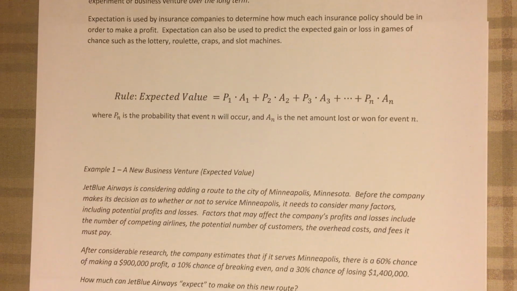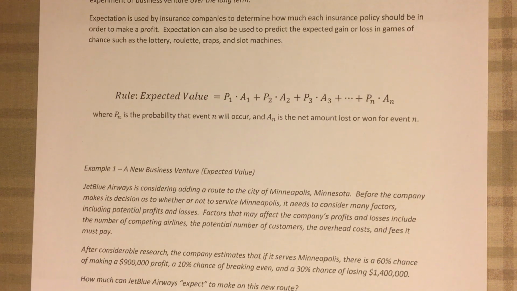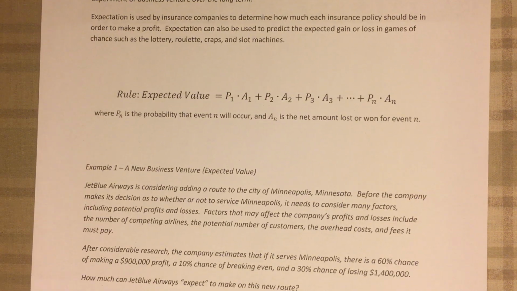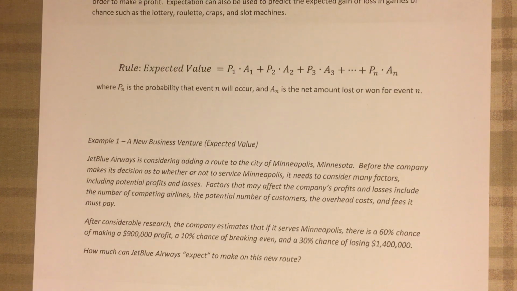All right, so in this first example, JetBlue Airways is considering adding a route to the city of Minneapolis, Minnesota. Before the company makes its decision as to whether or not to serve Minneapolis, it needs to consider many factors, including potential profits and losses. Factors that may affect the company's profits and losses include the number of competing airlines, the potential number of customers, the overhead costs, and fees it must pay.